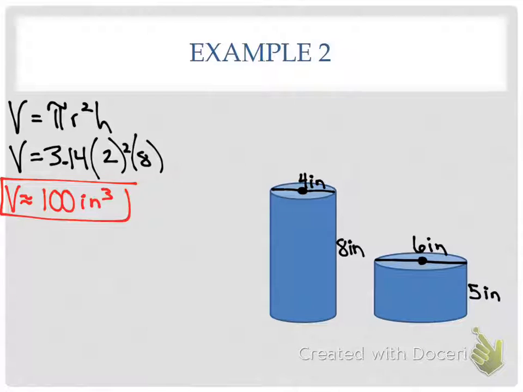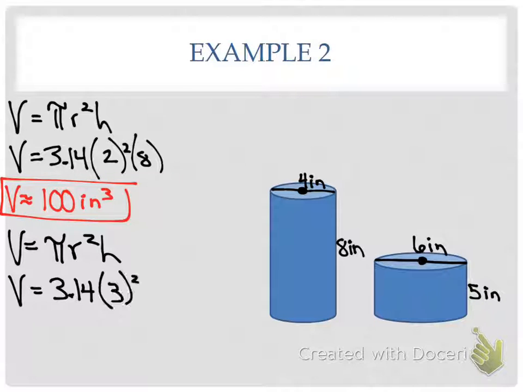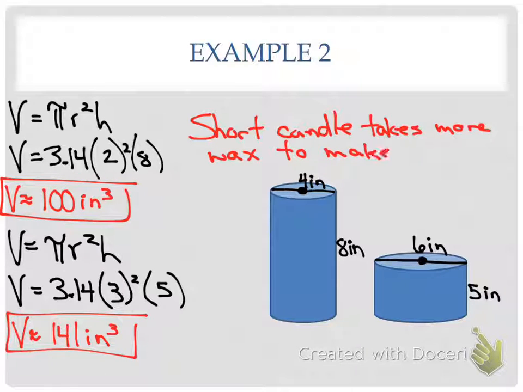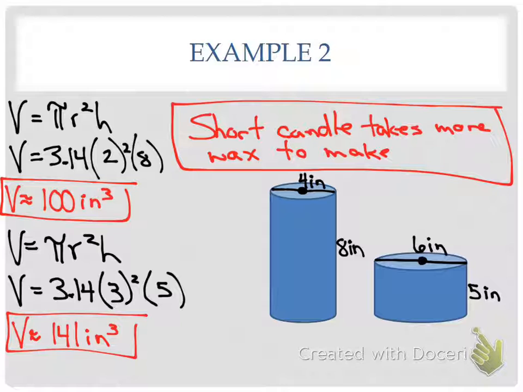And then when I multiply it out, what did I get? 100. Just round to the nearest whole number. All right, so now go ahead and find the volume of the second candle, the shorter candle. And then tell me which one takes more wax, the taller or the shorter. All right, so we make our substitutions. Okay, and then we multiply. And yes, the short candle is the one that takes more wax to make.